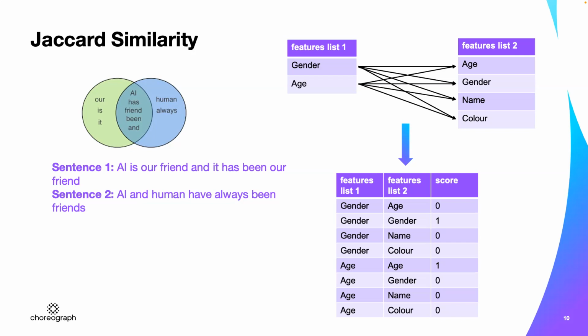Another important point is that, for example, you have features list one, just like over here, and features list two. The model will take the first feature from list one and match it with each of the single features from list two, and it will repeat the process for all the features in list one to match with all the features of list two. So eventually, the final output of Jaccard similarity will look something like this, where you have each of the match combinations from list one and list two and their scores as well.